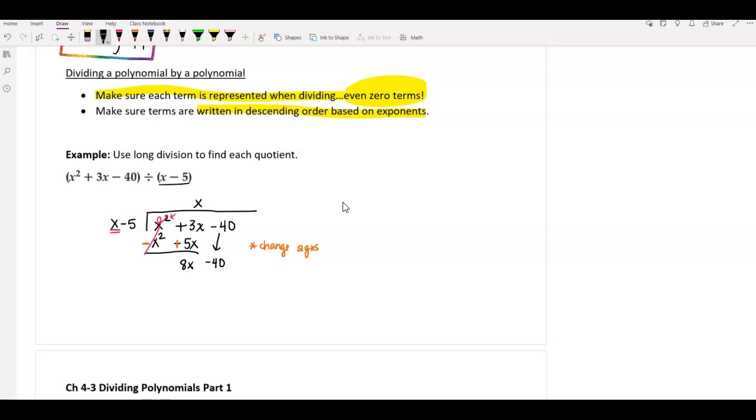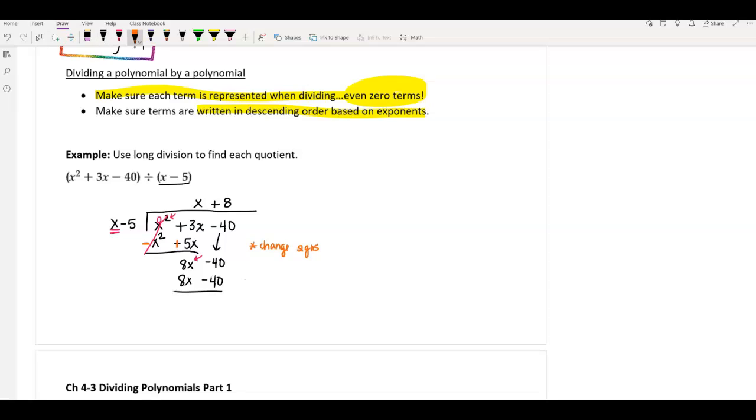We're going to do this step again. What do we take this x by to get 8x? What times x gives me 8x? Well, we're going to multiply by 8, so plus 8. So now we have 8 times x, which is 8x. 8 times negative 5, which is negative 40.